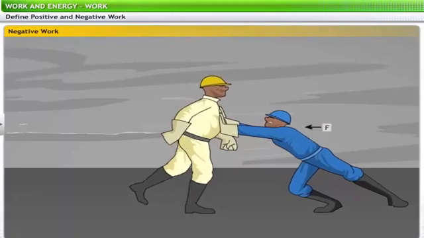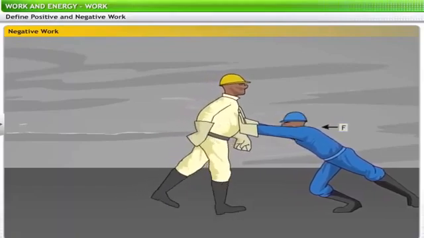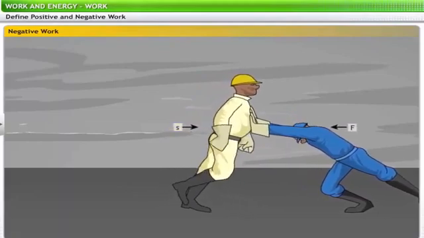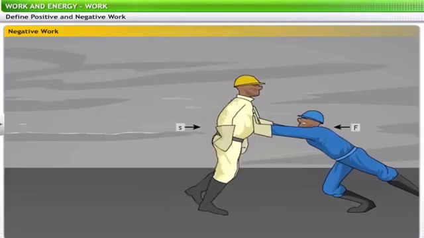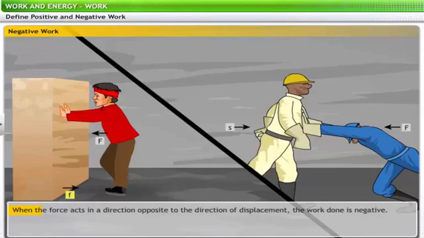Here, the direction of the force applied on the stout person is opposite that of his displacement. Thus, the work done on the stout person by the lean person is negative. So we can say that when the force acts in a direction opposite to the direction of displacement, the work done is negative.